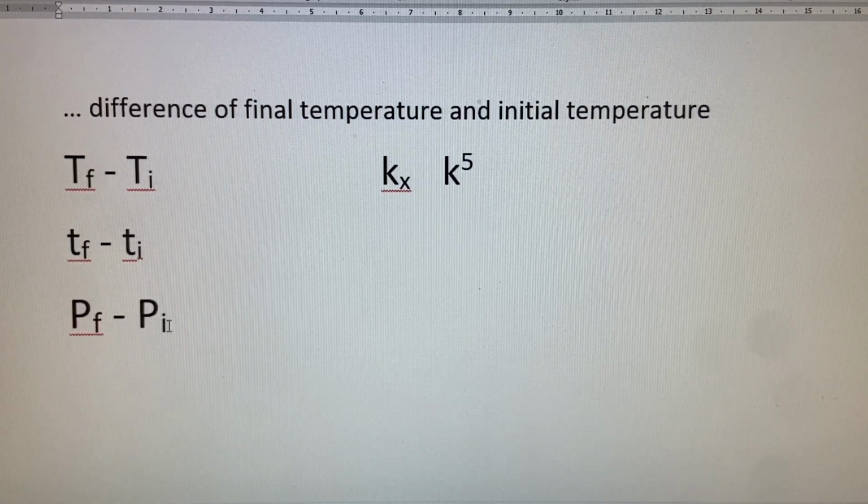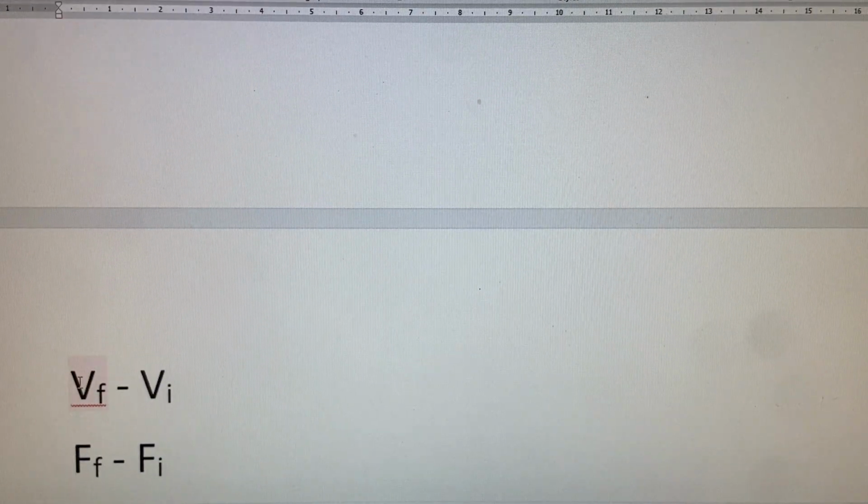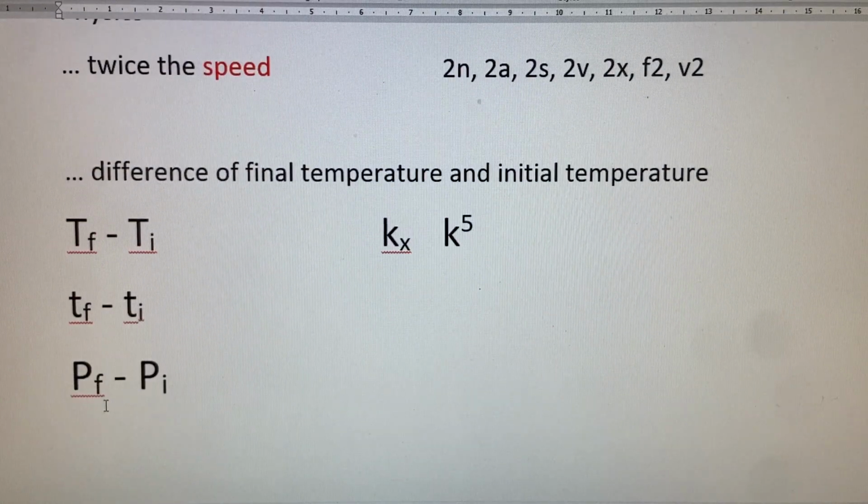The same works with pressure, pressure final, pressure initial. Say you're inflating your car tire, it's a little bit flat, down to 20 psi, it should be up at 32. The final pressure should be 32. The difference between final pressure and initial pressure is 12, 32 minus 20. And one other letter here, it works with voltage or velocity, whatever, pick one, and forces as well. So this is really frequently used in physics where change is tracked and quantified.